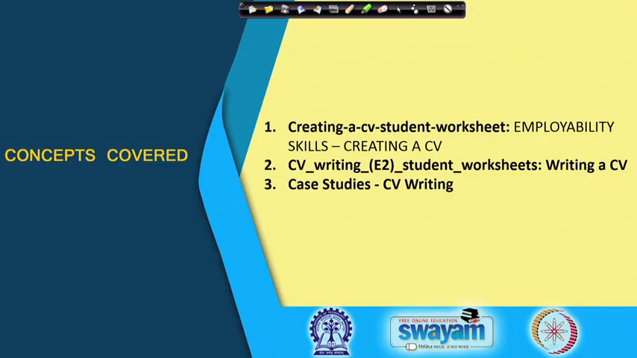The first is to create a CV on employability skills, and the documents are already in circulation and students have started their work. The second activity involves CV writing once again, and the third is a case study on CV writing, where students have been given small sheets of paper containing the profile or a small history of fictitious persons, and they have to write a fair copy of the CV for them.